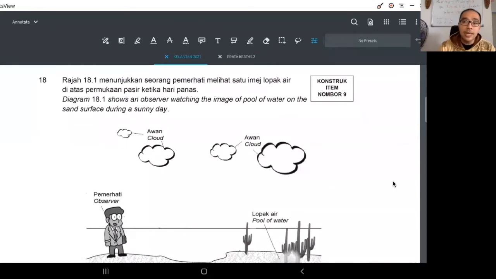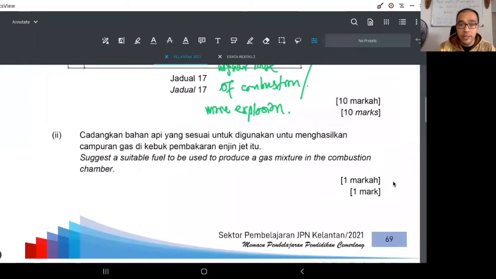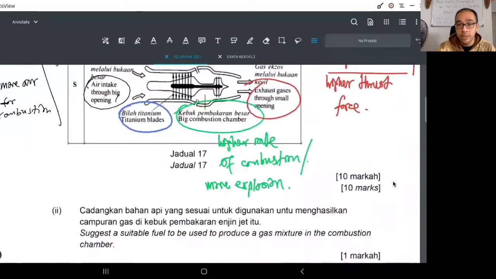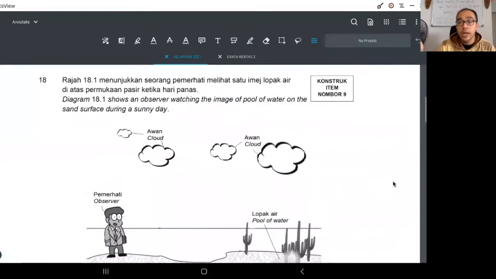Okay, so the last time we left off at question 17, which is a section B question. Today we're going to finish up the rest of the questions until 24, question 18 all the way to 24. Question 18 is still a construct item, number 9, which is a section B question.